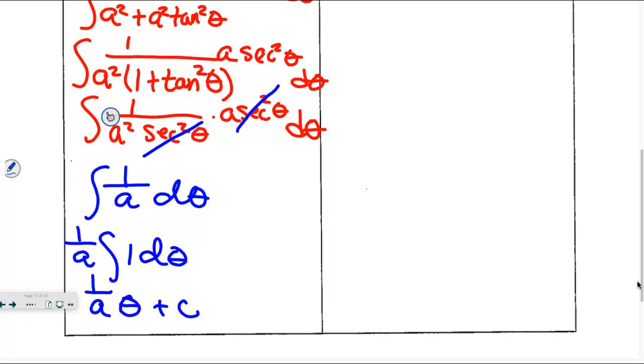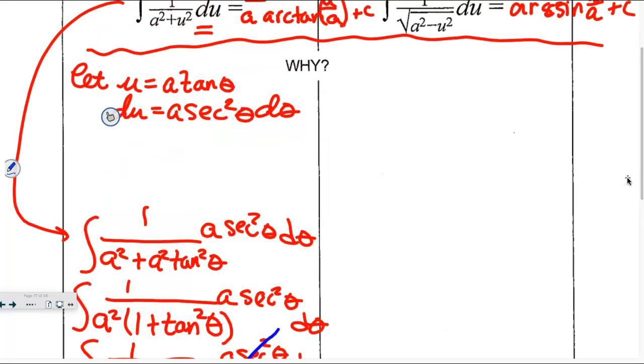Now I have to go back and undo this. This problem wasn't about theta or secant squareds or tangent squareds. It was about a's and u's, correct? Now, so here's the last little thing when I go up here. If I let, right here, right?